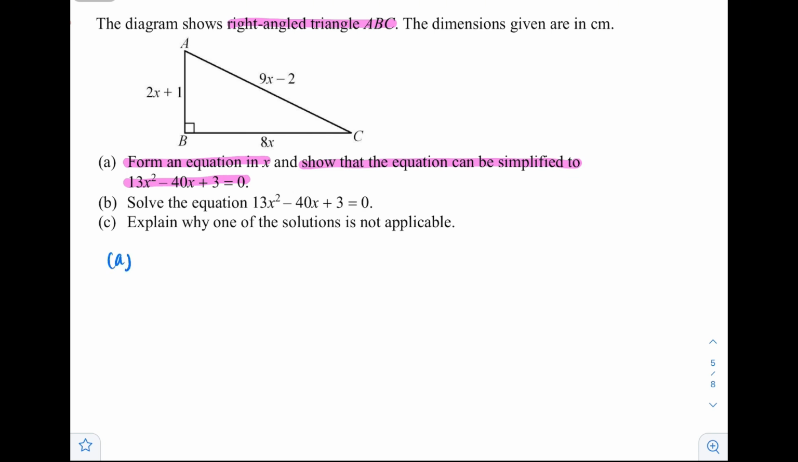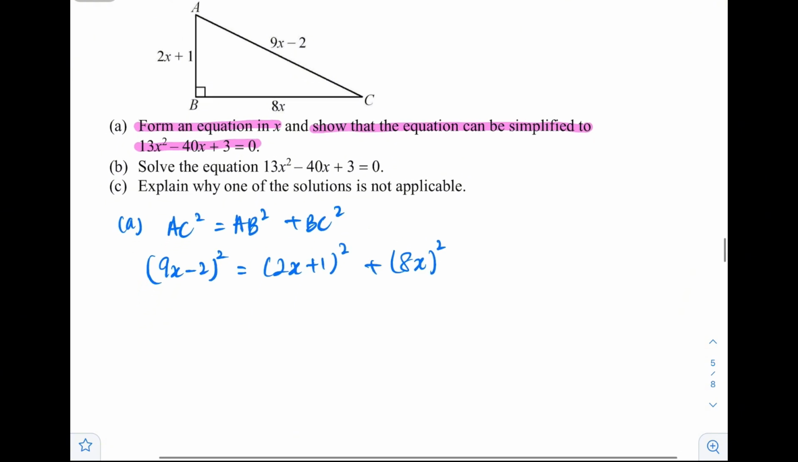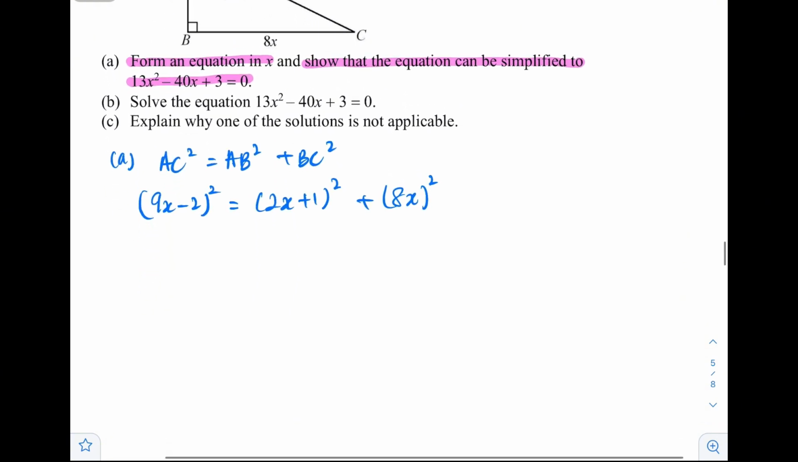We can see that AC squared, which is the hypotenuse squared, is equal to AB squared plus BC squared. So AC squared is (9x minus 2) whole thing squared, AB squared is (2x plus 1) squared, and BC squared is (8x) squared. Notice that we have to square the entire expression over here.